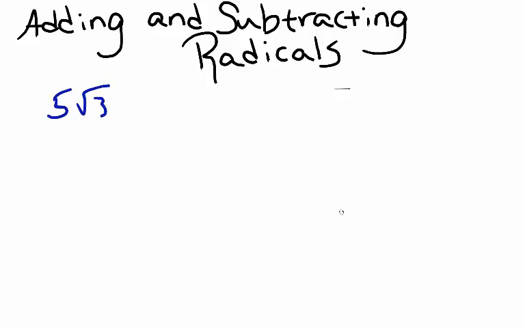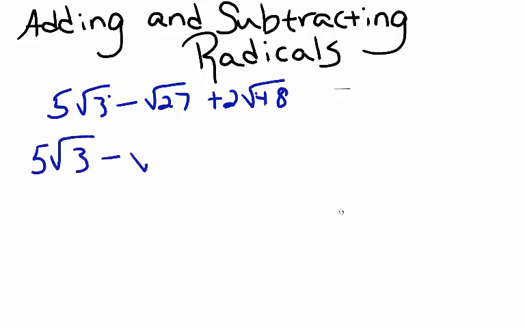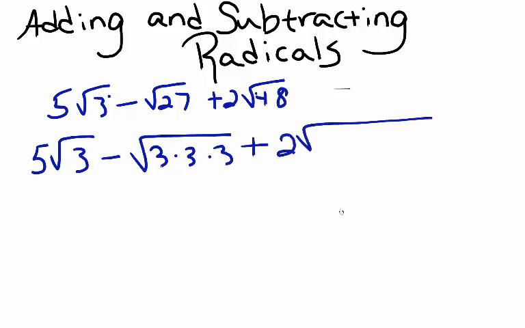Suppose we have 5 square root of 3 minus square root of 27 plus 2 square root of 48. We need to simplify our radicals to see whether they are like radicals or not. So we have 5 square root of 3 minus, and I can rewrite the square root of 27 as a product of its prime factors, 3 times 3 times 3, plus 2 square root of, and if we were to do a prime factorization on 48, we would get 2 times 2 times 2 times 2 times 3.